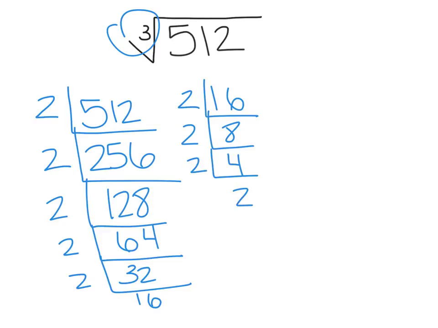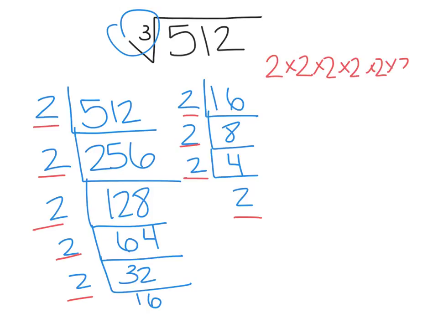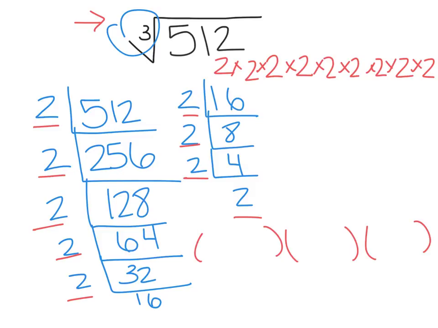So let's write out our prime factorization. We have 1, 2, 3, 4, 5, 6, 7, 8, 9 2's. So I'll write that over here. Okay, so I have 9 2's, and I need to split it up into 3 groups. So 1, 2, 3. Since I have 9 2's, that means I could put 3 2's into each group.